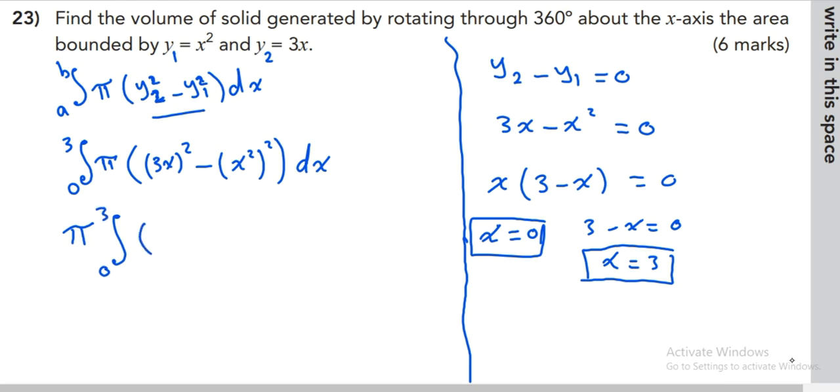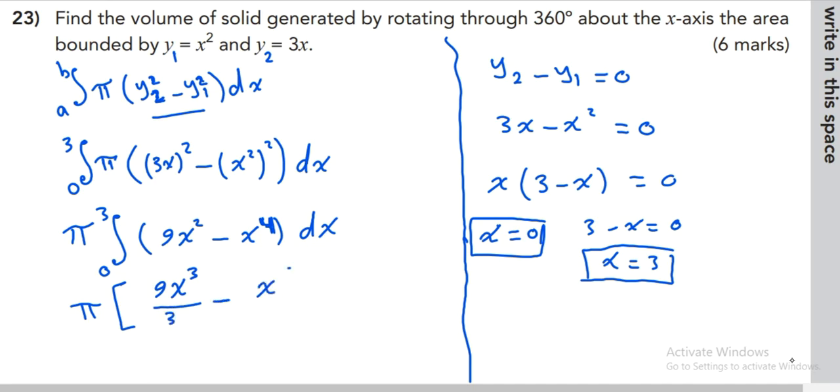We will simplify this expression. It will be 9x to the power of 2 minus x to the power of 4 dx. As in the previous question, we'll integrate this expression and substitute. And don't forget pi outside. Integration of 9x to the power of 2 by adding 1 to the power and dividing by the new power. It will be 9x to the power of 3 divided by 3 minus x to the power of 5 divided by 5 from 0 to 3.